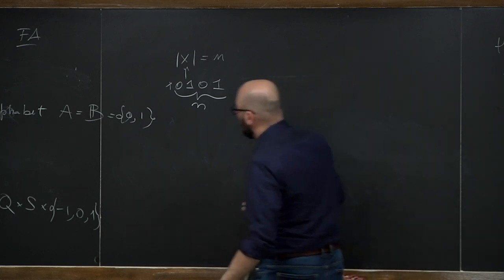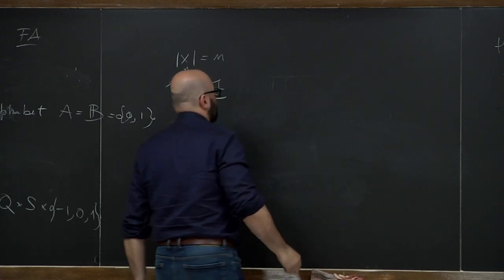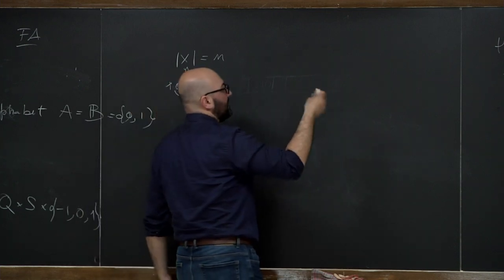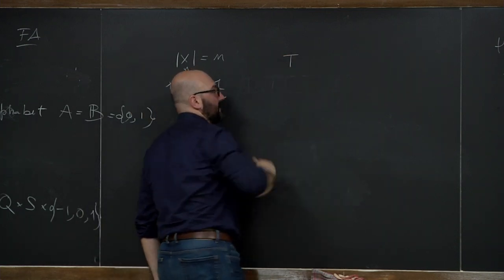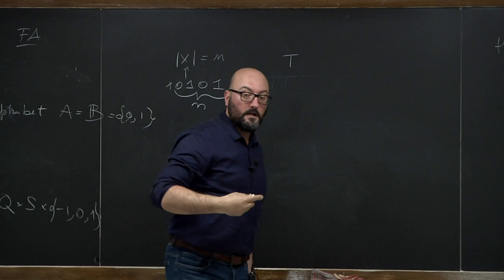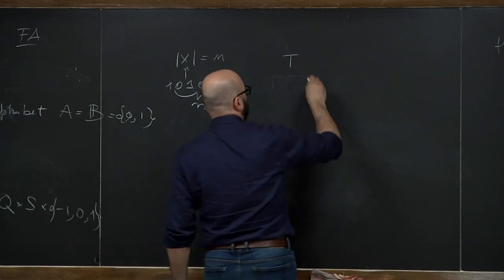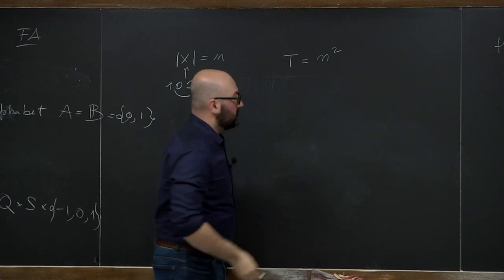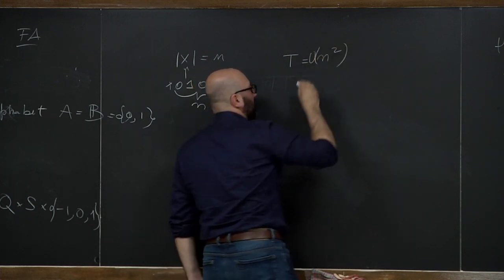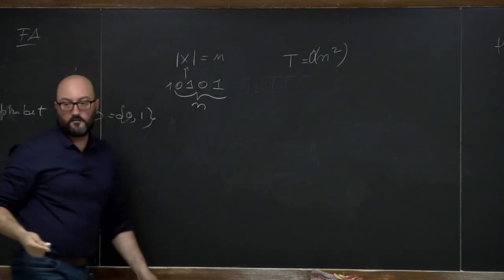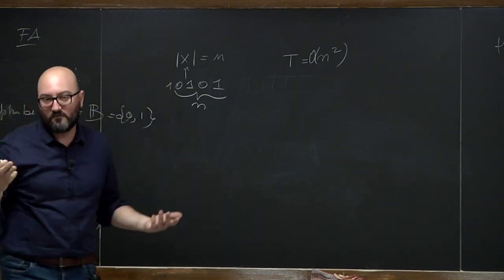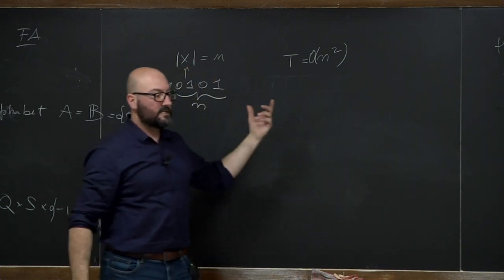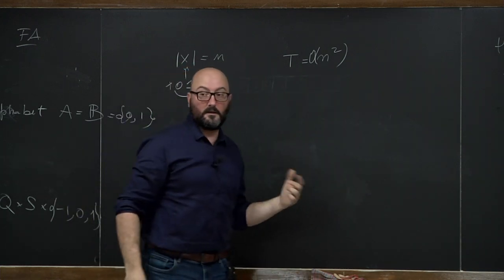So if it takes something like a polynomial time, so if the number of steps that the machine takes to decide this problem grows like n squared, actually, I should put this order n squared. I mean, it doesn't really have to be n squared. It can be 3n squared. It's the order. So this problem is said to be in P.